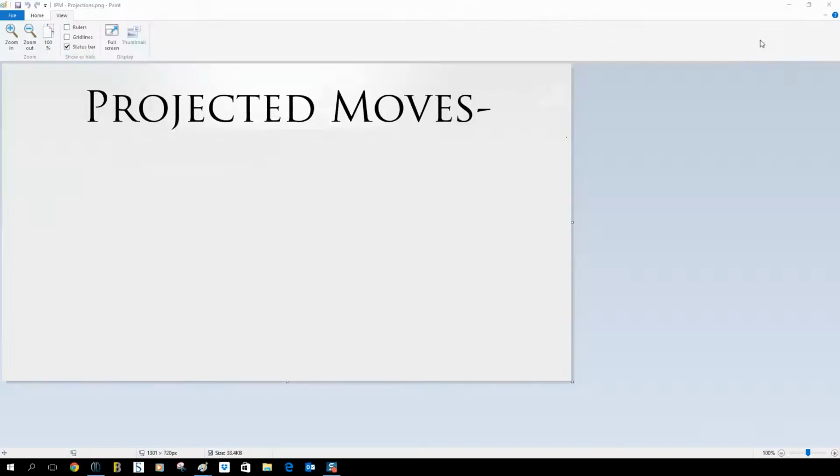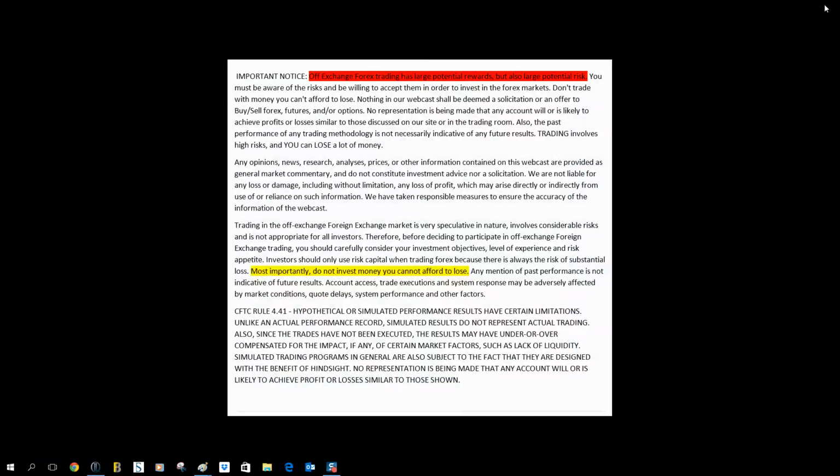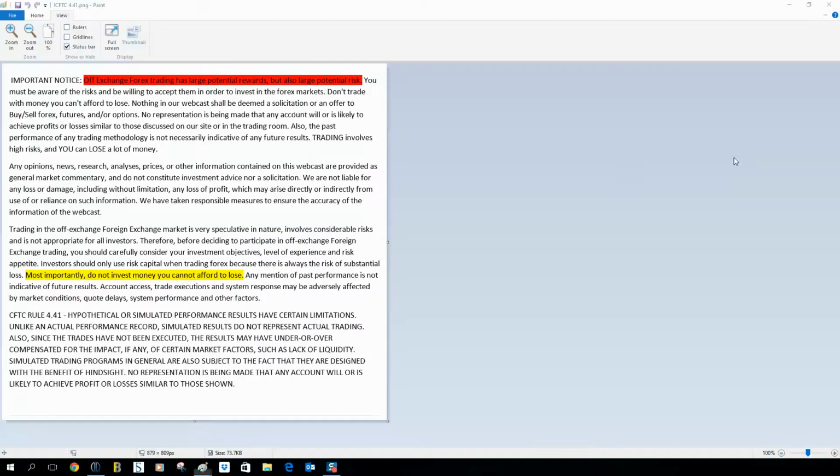First up, let's take a look at CFTC Rule 4.41. Basically this rule talks about the large potential rewards available trading the Forex market, but it also cautions about the large potential risk. And most important, please do not invest or trade money that you cannot afford to lose.